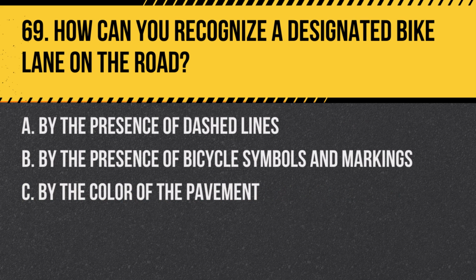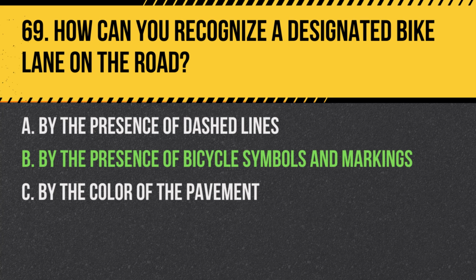Question 69. How can you recognize a designated bike lane on the road? A. By the presence of dashed lines. B. By the presence of bicycle symbols and markings. C. By the color of the pavement. Answer: B. By the presence of bicycle symbols and markings.